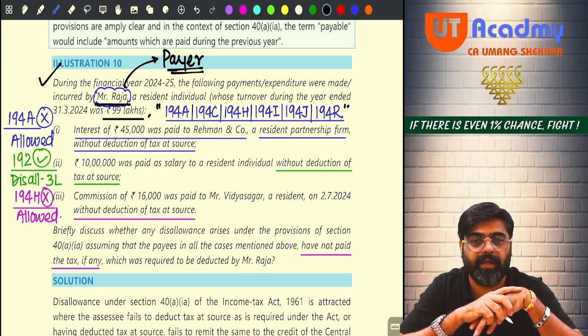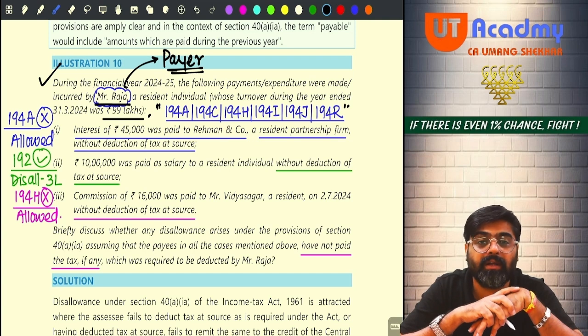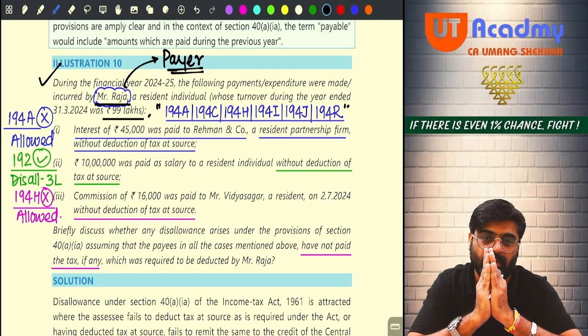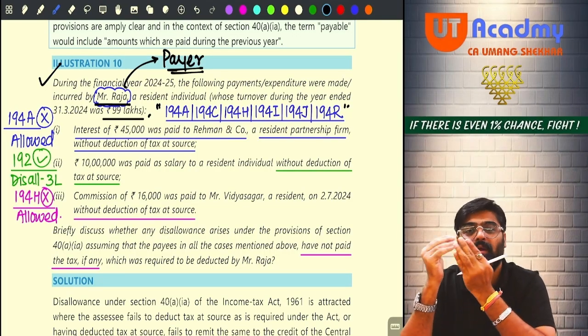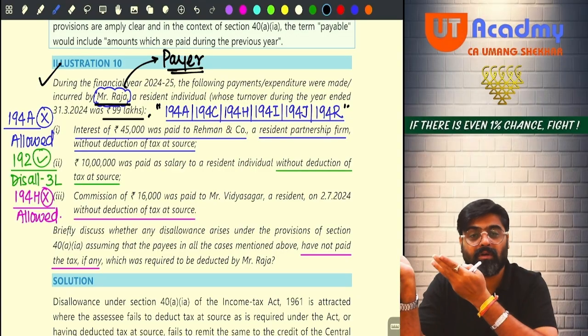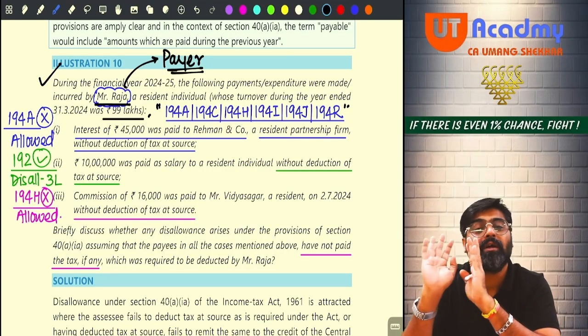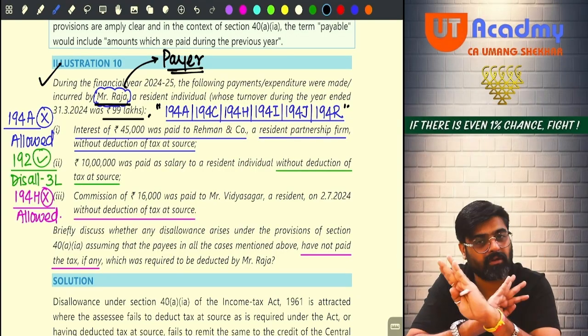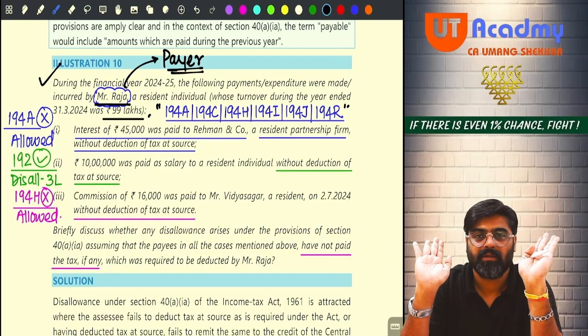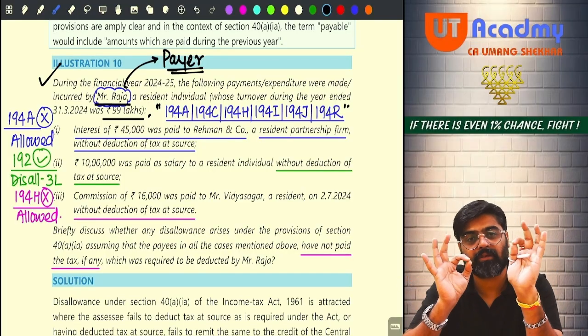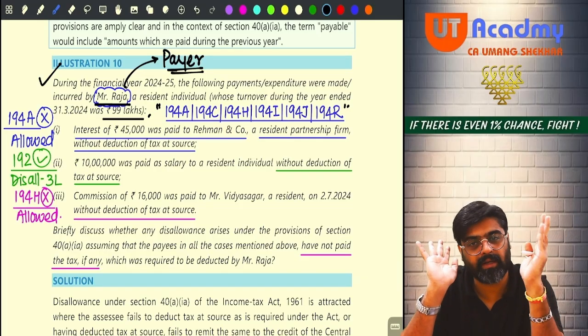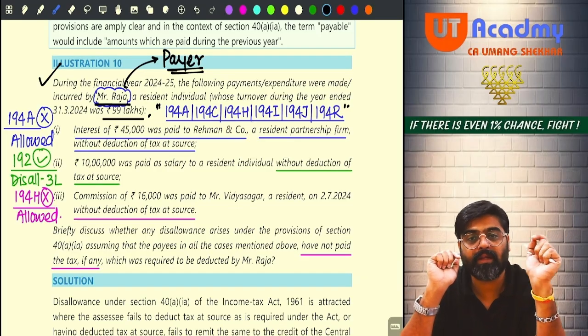Sure? Okay. Now, coming to the second payment, Raja is making the payment of salary to a resident individual. For that, please don't see what was the turnover during the last year, what was the gross receipt of the profession in the last year. To make the salary payment, you are not supposed to see such things. So are you paying the salary to any resident or non-resident? Yes, sir.